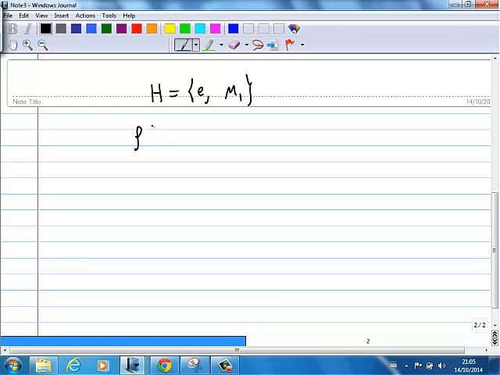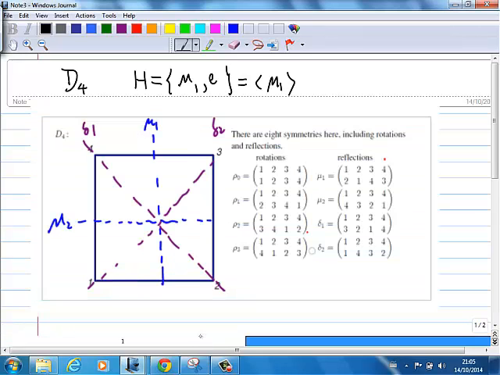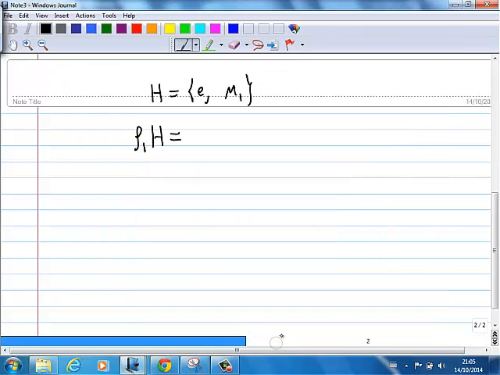Let's try rho 1 on the left side, right? Rho 1, what is rho 1? Rho 1 is a rotation of 1 go to 2, 2 go to 3. This rotation 90 degrees this way, right? 1, 2, 3, 4 goes to 2, 3, 4, 1. So rho 1 is 1, 2, 3, 4, 2, 3, 4, 1.